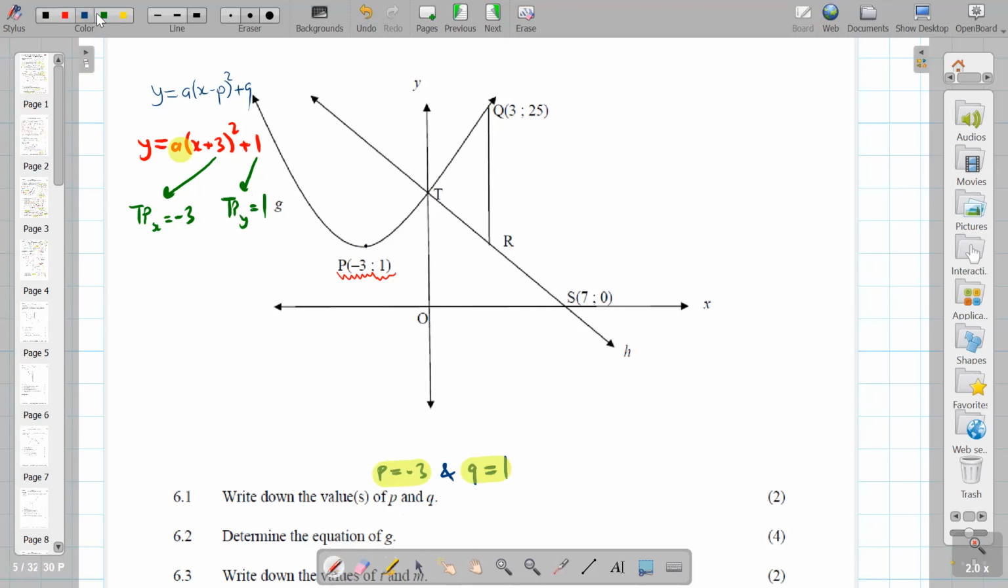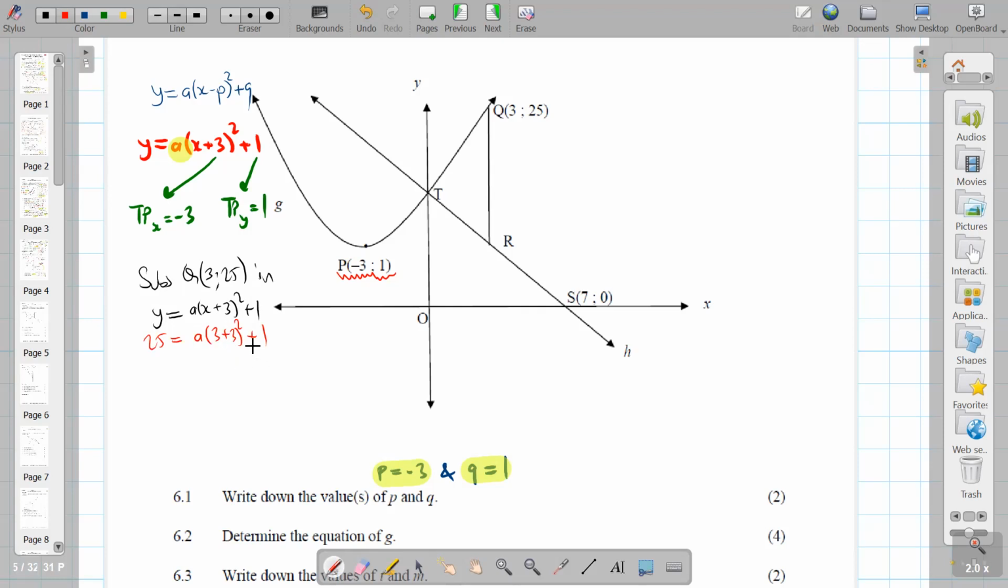So that substitution method is a general method we can always apply. So we will substitute Q. What are the coordinates? 2 and 25. In which equation? In y is equal to a(x plus 3) square plus 1. So when you substitute Q, you'll get 25 is equal to, we still don't know A, (3 plus 3) square plus 1. Am I right? So we said 3 plus 3 square plus 1.